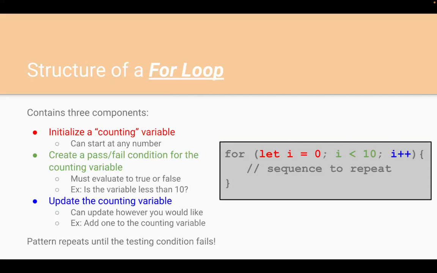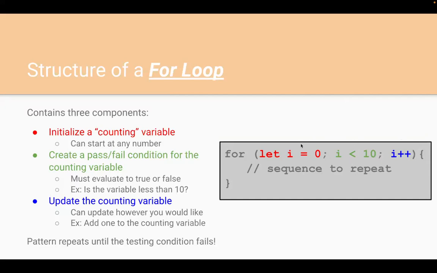So now the number is going to equal 2. And now when we go back to this pass or fail condition part of the for loop, we're saying, is 2 less than 10? It is. So now we're going to go through this code again, and now we're going to add 1 to 2. So now it's going to be 3. And now we're going to go through this all the way till 10.